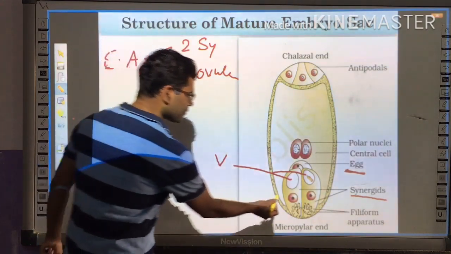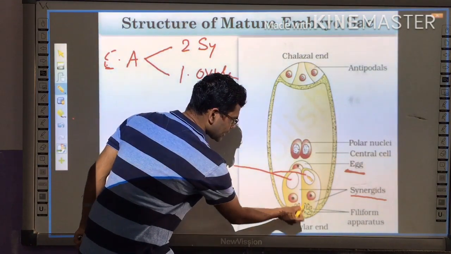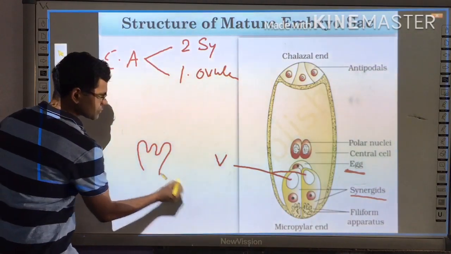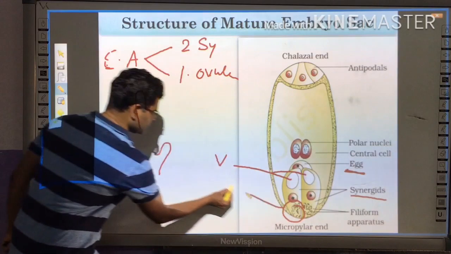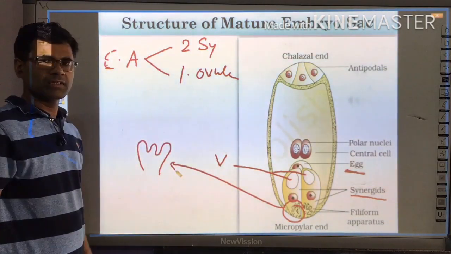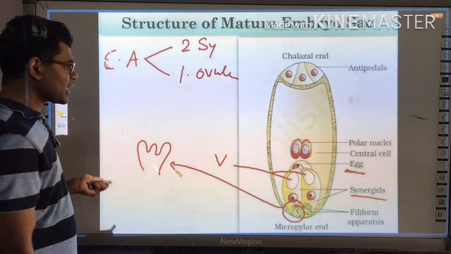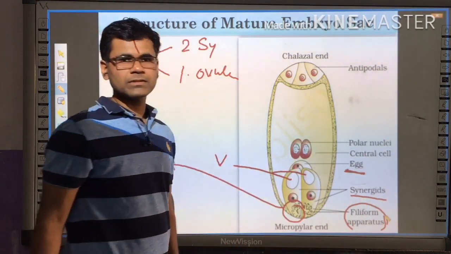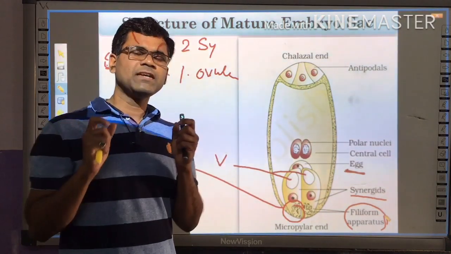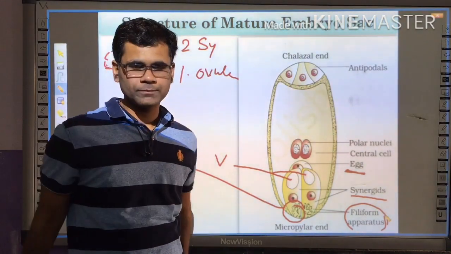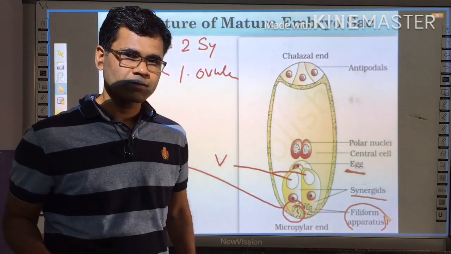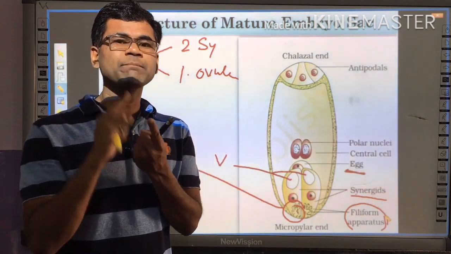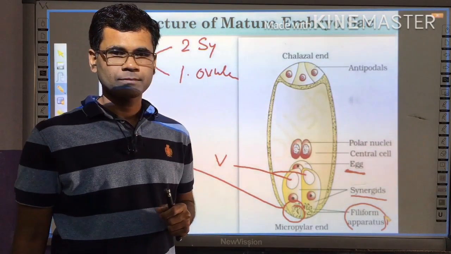Another one, you can see here the finger-like projections. If I draw it, it is something like this. This is a small structure. These small structures are called the filiform apparatus. These filiform apparatus play multiple roles during fertilization. The first important role is that it is responsible for guiding the pollen tube.